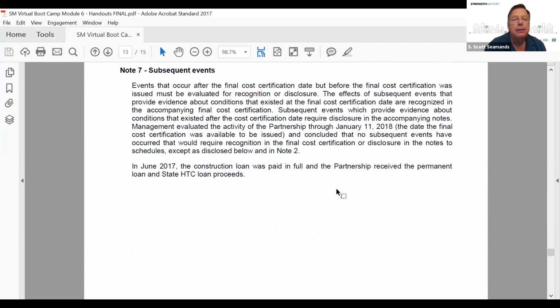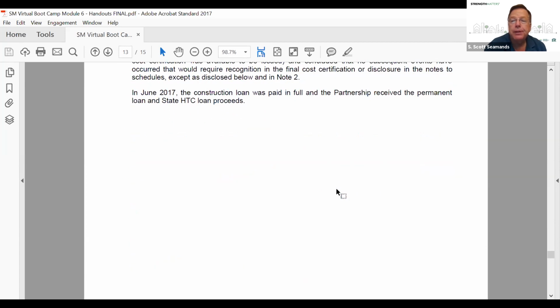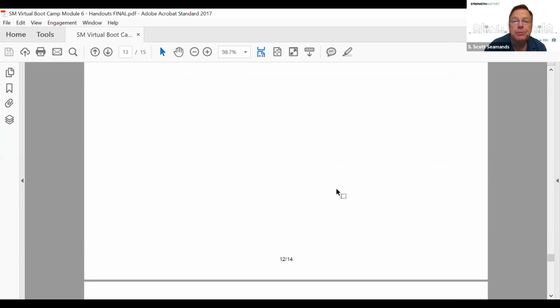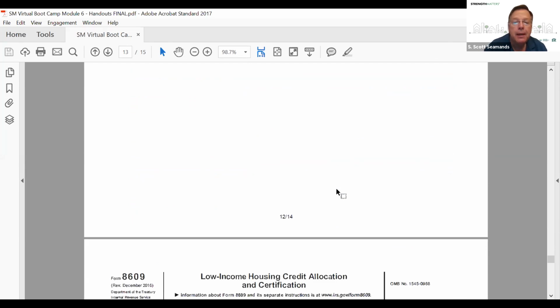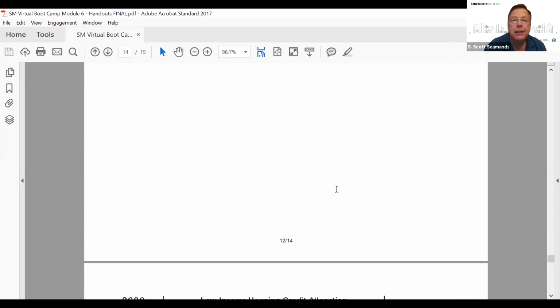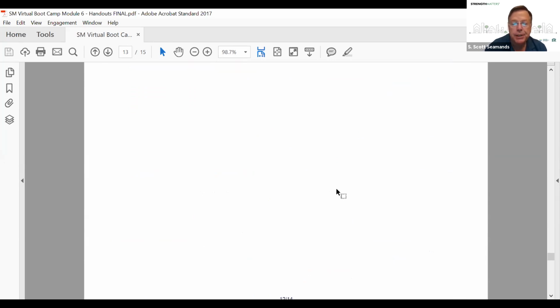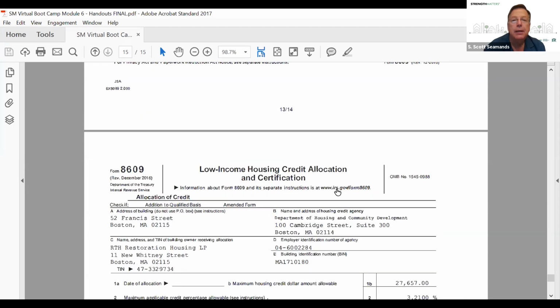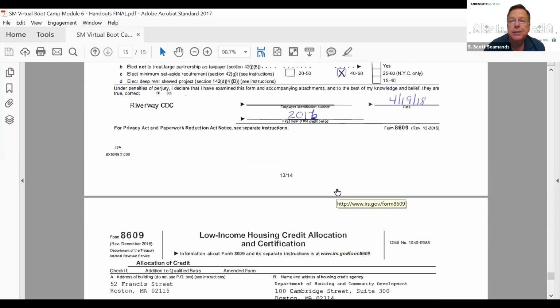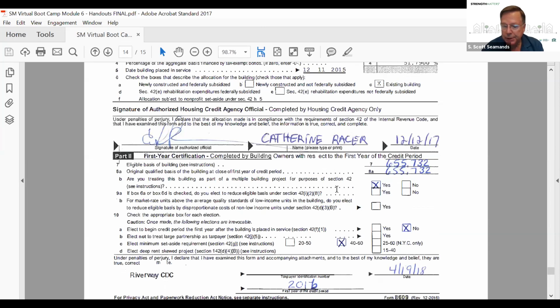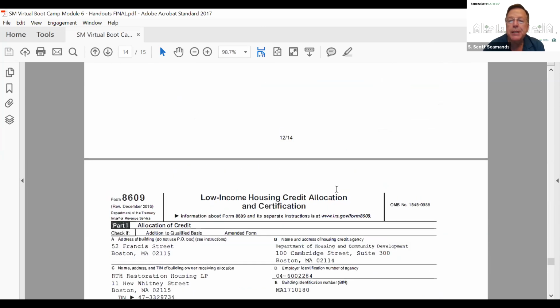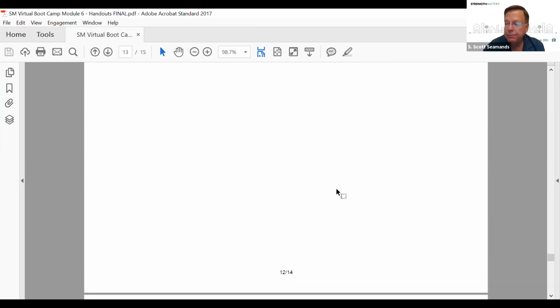So the notes look very familiar in terms of first year financial statement and subsequent years as well, for that matter. Right. So that's basically the entire cost certification. That's the last page of the cost certification. There was 12 of 14. So we don't see 13 of 14 and 14 of 14. Let's see it. Oh, we do, because those are the 8609s. And that's going to be discussed in a few minutes. So we'll stop here at page 12 of 14.